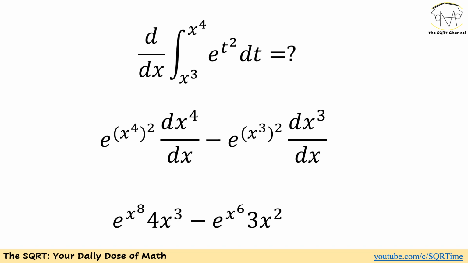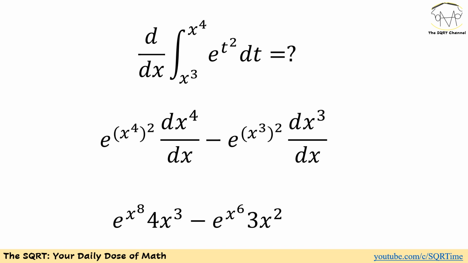Now let's move on and focus on the second component. The second component is going to be similar to what we've discussed for the first component. It's going to be the function itself in the lower bound. So we need to calculate e to the power of t squared in x cubed, which is e to the power of x cubed to the power of 2. And then we need to take the derivative of this lower bound with respect to x. It's going to be the derivative of x to the power of 3 with respect to x.